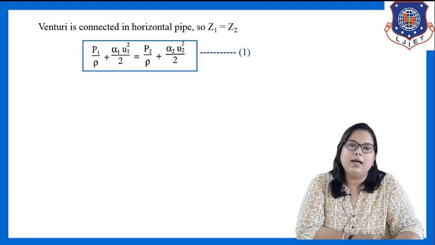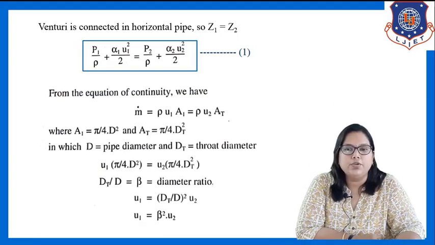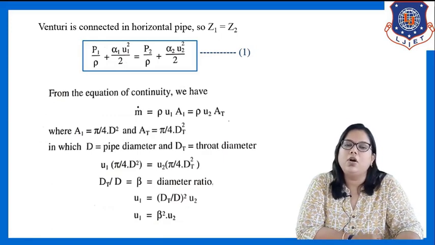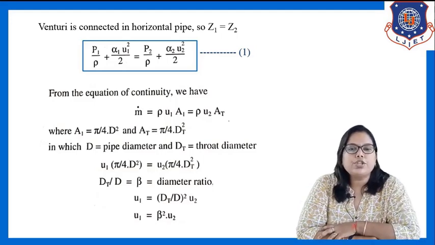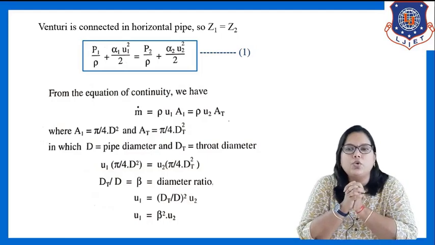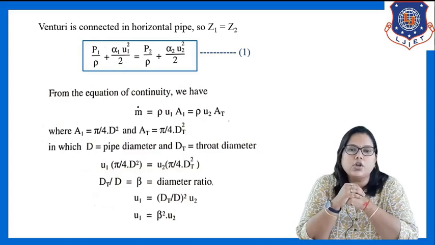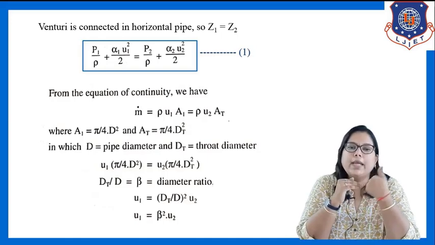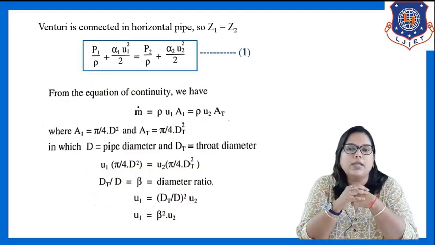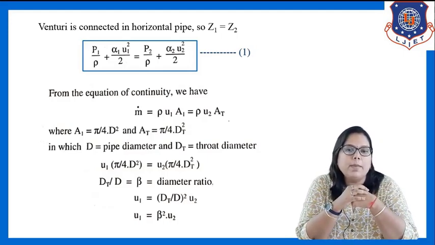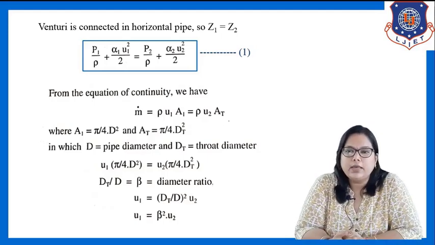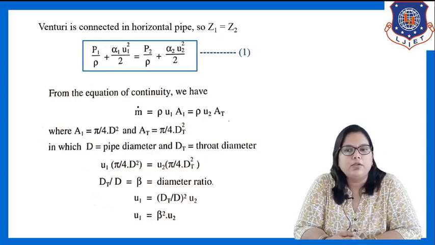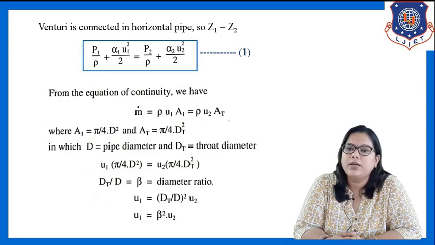Now here I am using equation of continuity. We have already studied this equation of continuity and Bernoulli's equation. So according to equation of continuity, m dot is equals to rho u1 a1 equals to rho u2 at. u1 a1 is the velocity and cross section area at inlet section, and u2 at is the velocity at throat and cross section area of the throat, which I have mentioned as at. Cross section area I can write as pi by 4 d square. So see, a1 is equals to pi by 4 d1 square, at is equals to pi by 4 dt square.